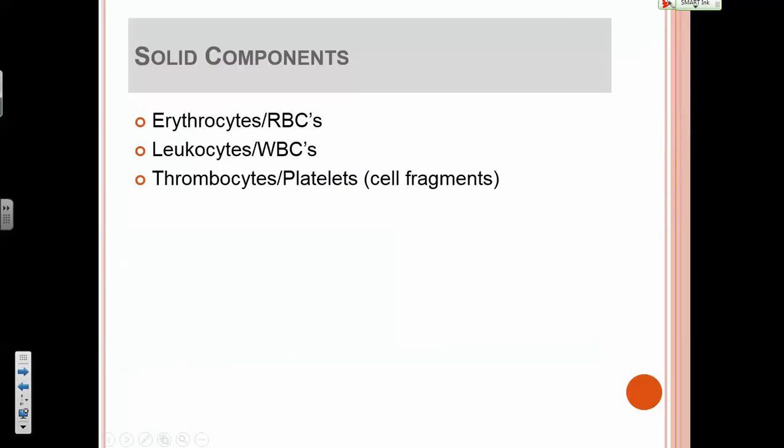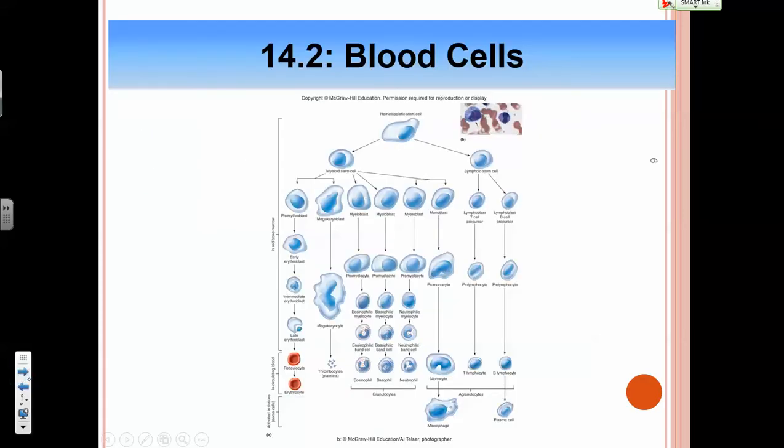Okay, so we're going to spend our time today on the solid components, and those are the red cells, which are also called erythrocytes, the white blood cells, which are the leukocytes, and then the platelets, which are called thrombocytes. And platelets are not whole cells. They're solid particles made up of fragments of a cell in your bone marrow that broke up. But they are considered solid components in that they're not dissolved in the blood plasma like chemicals are.